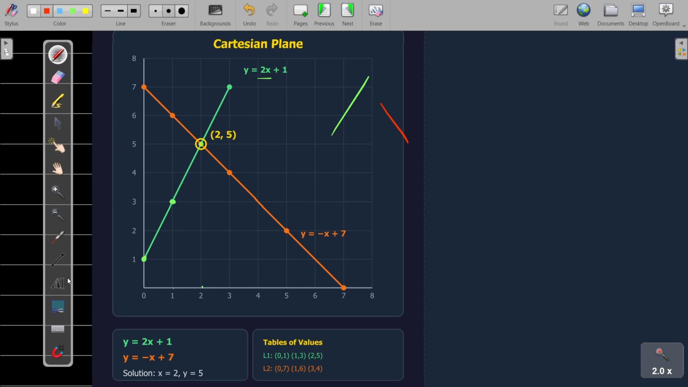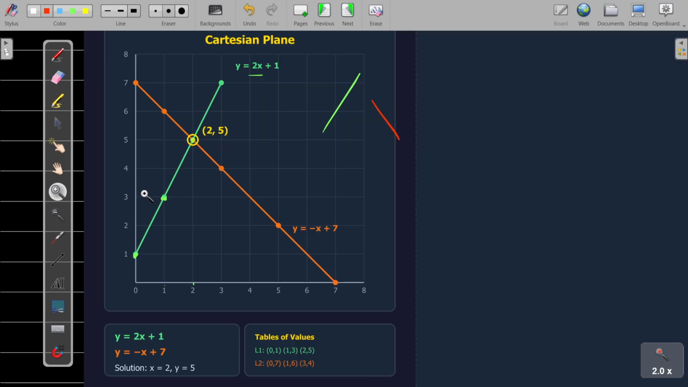So line number 2 is y equals negative x plus 7. When x is 0, y is 7. When x is 1, it's 6. When x is 3, it is 4. So right here, there you go. Plot these 3 points and connect them, and that is going to be our second line, going downhill with a gradient of -1.